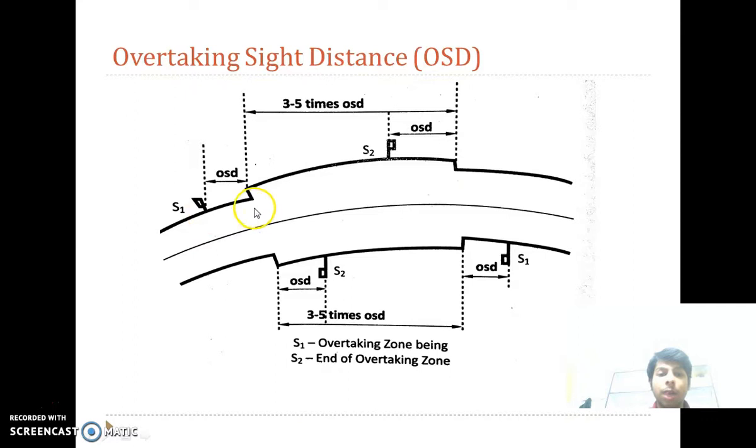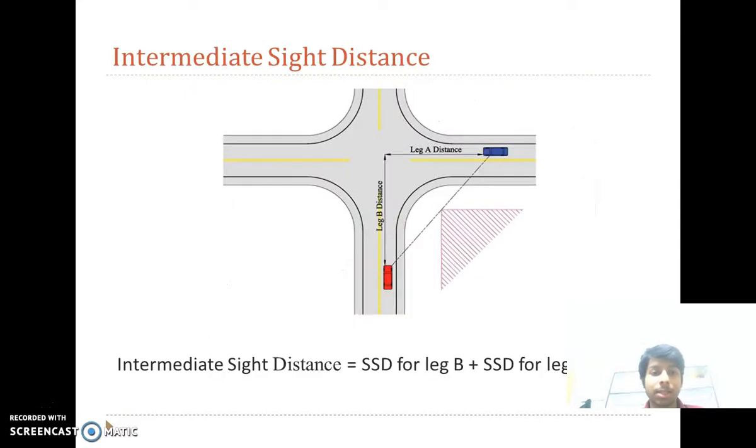In this zone, we are providing extra width of road so that the vehicle can overtake easily without getting affected by the vehicle coming from the other side in the opposite direction. So we provide the signboards here and here. This is for the start of the overtaking zone. This is for the end of the overtaking zone. The minimum length of the overtaking zone is 3 times OSD, but it is desirable to provide 5 times OSD. So this is all about the overtaking sight distance.